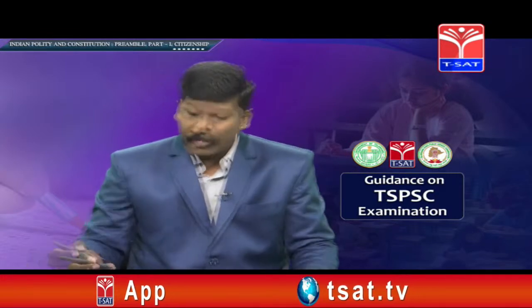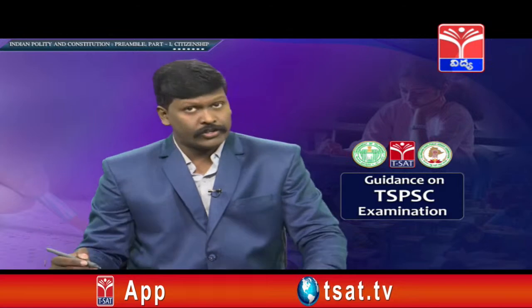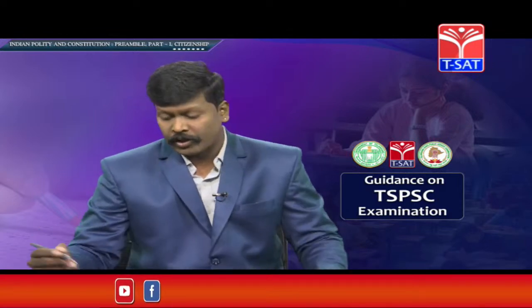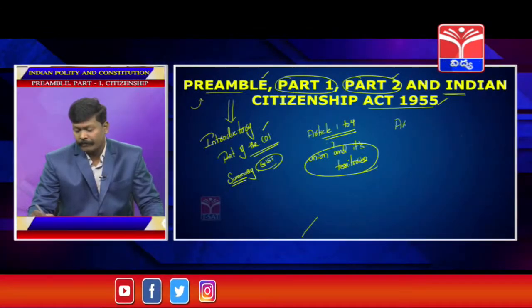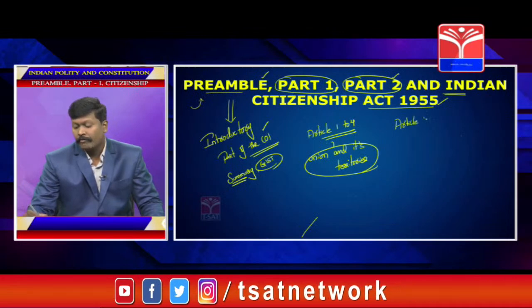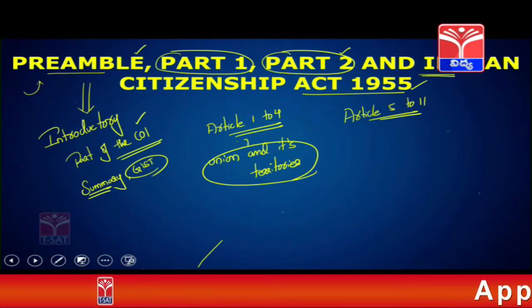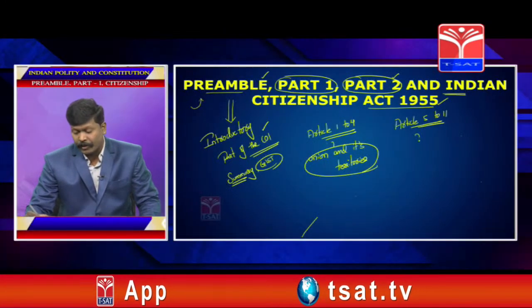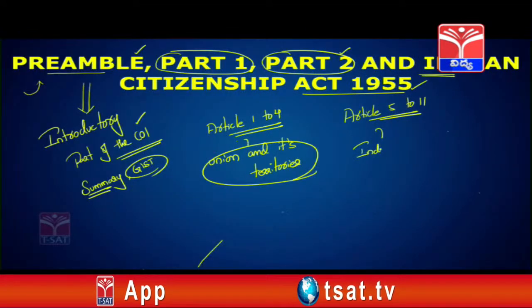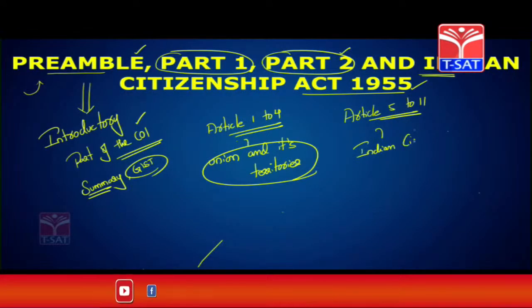Now, coming to part 2 of the Constitution. Part 2 of the Constitution is from Article 5 to 11. Articles 5 to 11 talk about Indian citizenship.